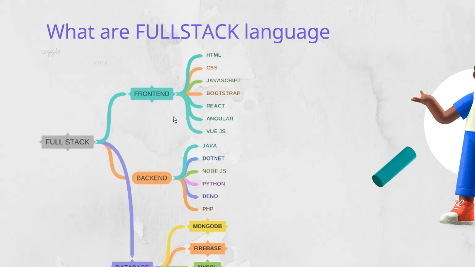You might have heard about Java, .NET, Node.js, Python, Deno, and PHP. These are all the top languages. Again, it is your choice which language you are going to choose. So this is called the backend. The next will be a database. Databases also have so many options, like MongoDB, Firebase, MySQL, Oracle, and PostgreSQL. These are all the top world trending databases.